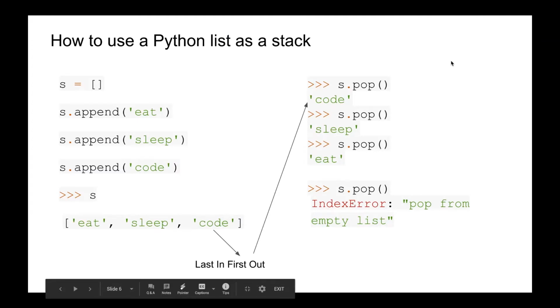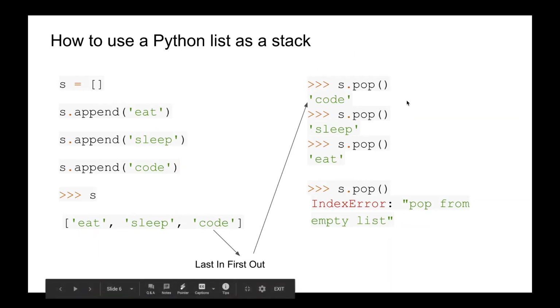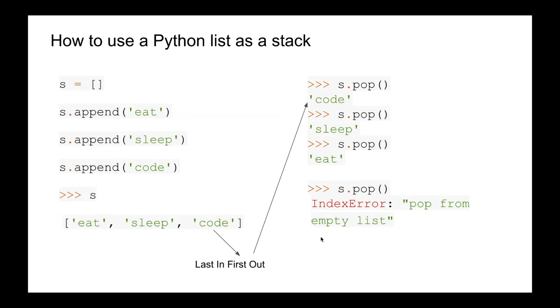And this is another simple example. So we declare an array, we append eat, sleep, code. Code is the last element that is appended, so it will be the first that will be out. As you can see right here, code, sleep, then eat. And then we have again an index error because we are popping from an empty list.